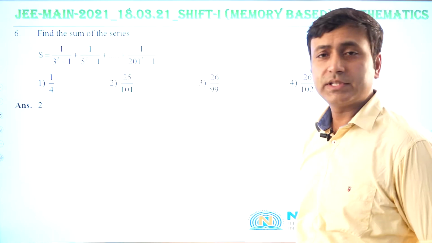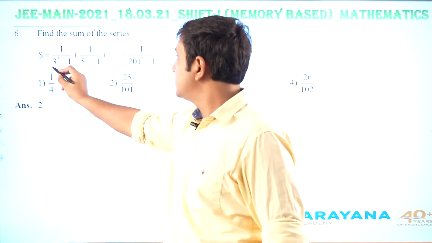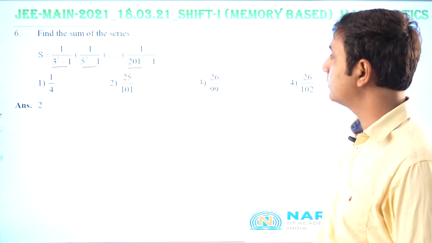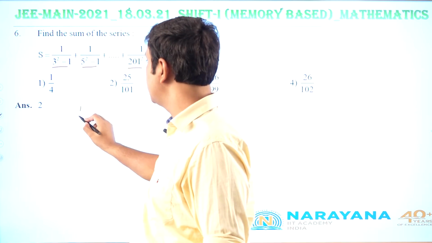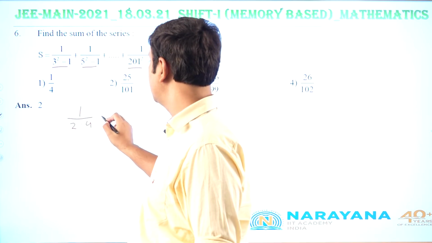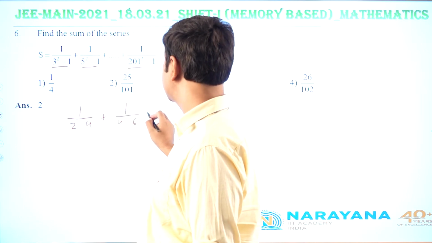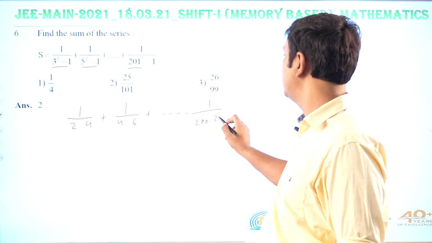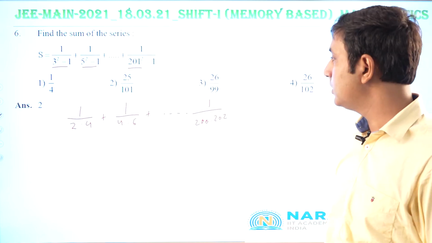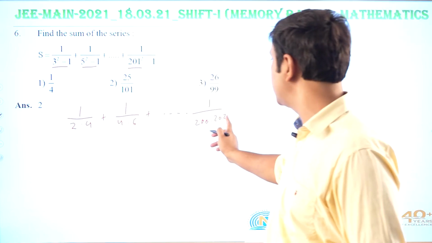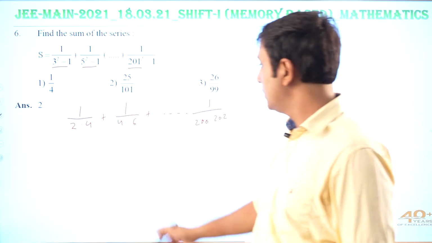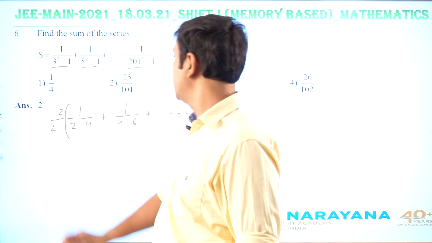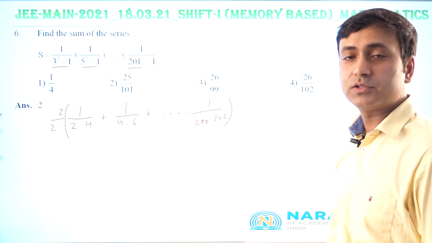Now here we have a series. From these numbers 3, 5, 201, we can understand these are consecutive odd numbers starting from 3. So let's simplify these numbers. First is 2 into 4. Next is 4 into 6, and so on. We have 1 upon 200 into 202. No problem. Now 4 minus 2, 6 minus 4 and 202 minus 200 are all the same. What we'll do is multiply and divide by 2. So we'll multiply the entire series by 2 and we'll also divide by 2.